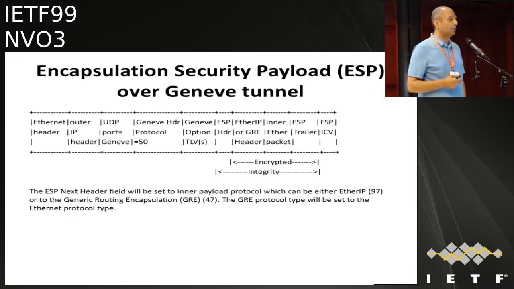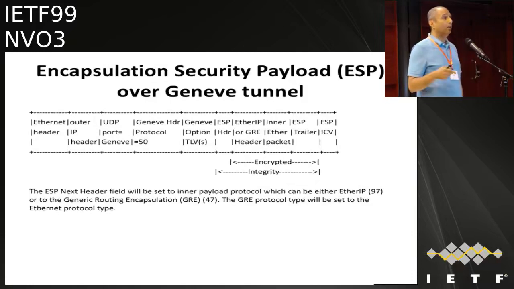Of course, given that the inner payload could be layer two, then we need to have another header to carry the layer two. If the inner payload is going to be layer two, which will most likely be the case here, this is why we need an EtherIP header of 2 bytes or a GRE header of 4 bytes. Then the inner layer two packet, of course, the ESP trailer and the ICV.